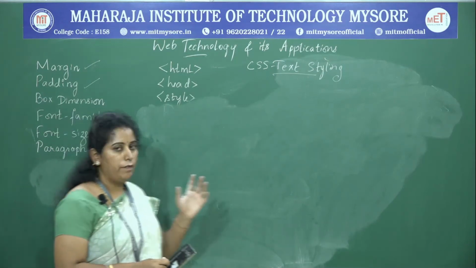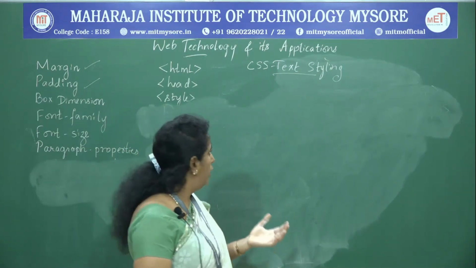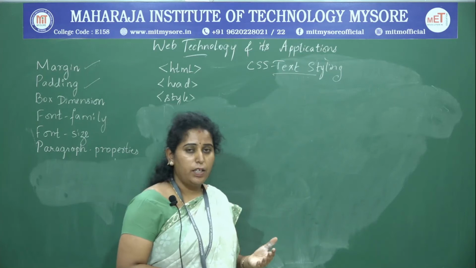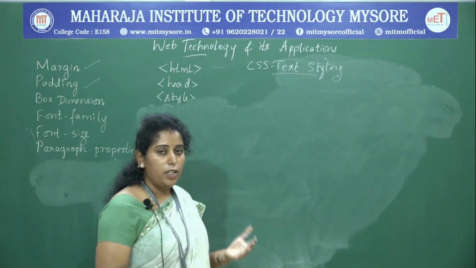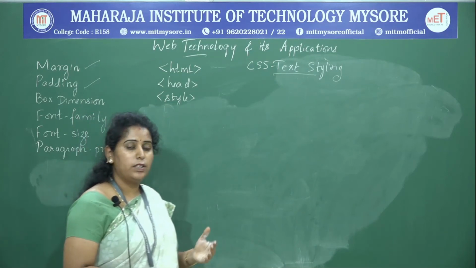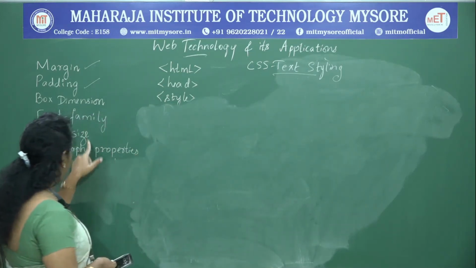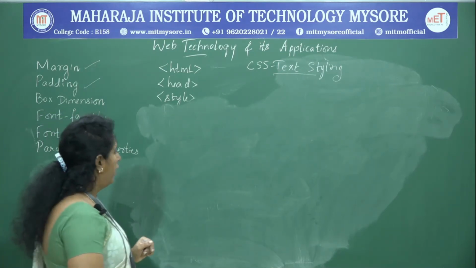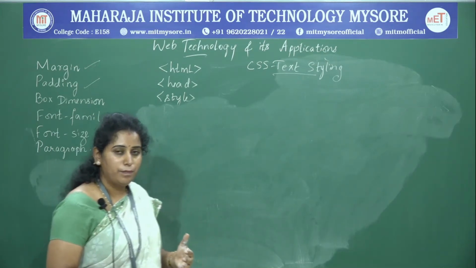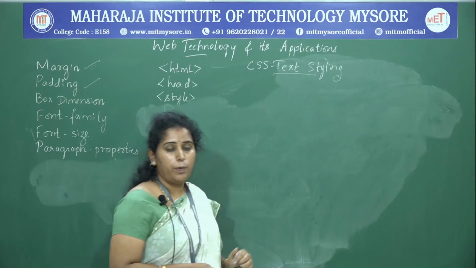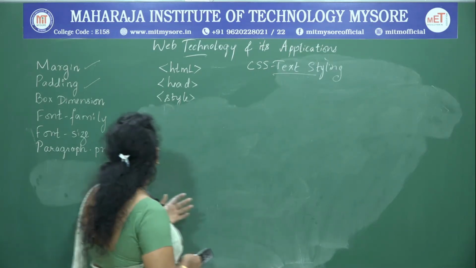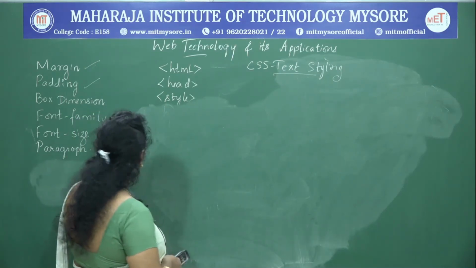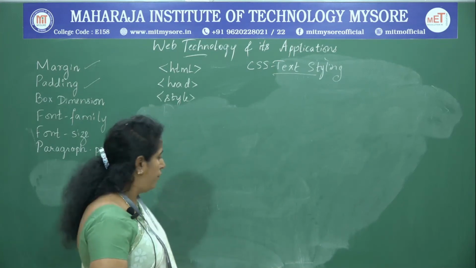So already you are aware of using some text styling properties like font family, font size, font variant, and so on. Now in this topic I am going to discuss in more detail these three properties: font family, font size and paragraph properties. There are two types of properties which can affect the text, that is font family and paragraph properties. Let me start with the first one, that is font family.